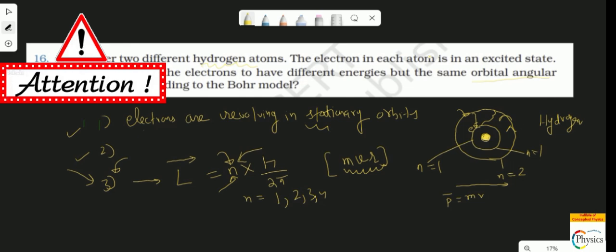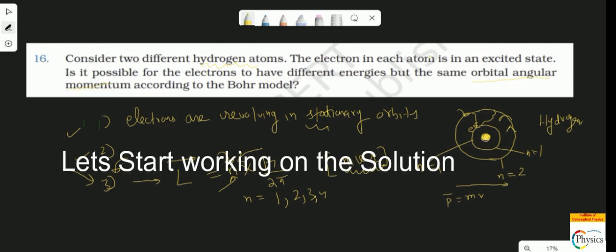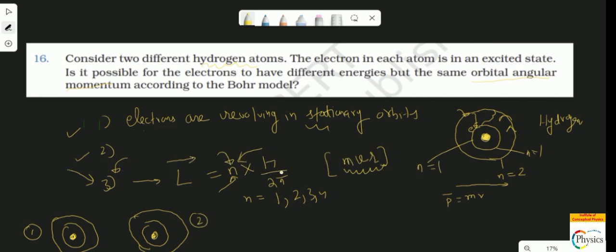All right. Now let us go back to the question and try to understand what it says. So it says there are two different atoms. Let's say you have atom number 1 and you have atom number 2, and then you have orbits, and then you have orbits, right? So these are two different hydrogen atoms, atom number 1 and atom number 2, and then you have, of course, the nucleus.